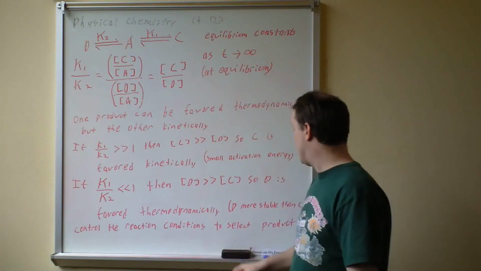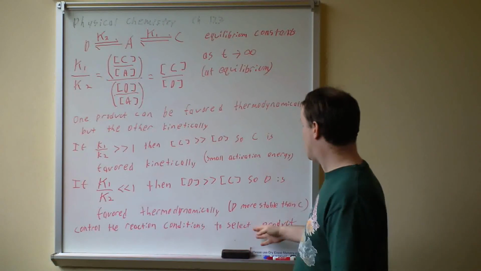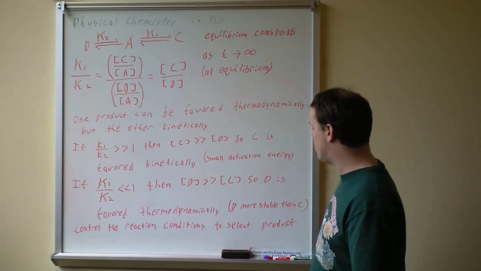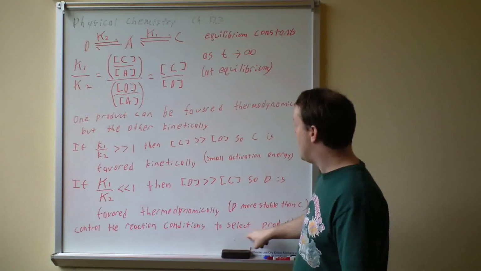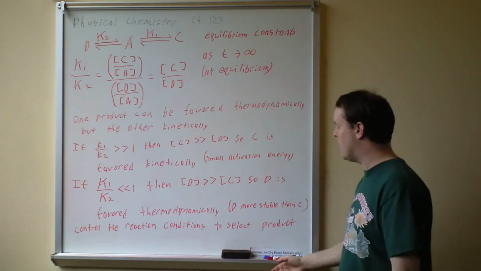Now, what that tells us is that we actually have a choice of products, C or D. All we have to do is control the reaction conditions. You control temperature, pressure, etc. We'll get into the details later. And then you can choose: do you want a lot of C or do you want a lot of D?